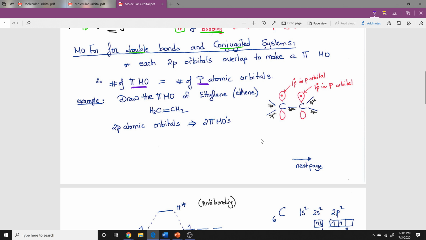And I know that the double bond is basically the overlap of 2 p orbitals. So when my p orbitals overlap with each other, and every p orbital has 1 electron, I'm going to form my pi bond. So ethene has a max of 2 p orbitals, so I'm going to end up having 2 pi molecular orbitals for ethene. Now I want to go ahead and draw them.